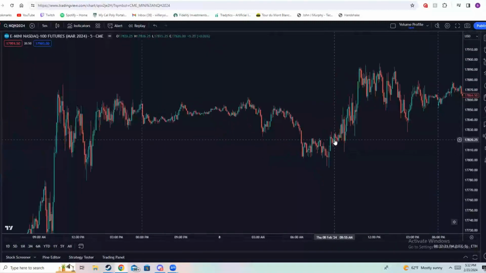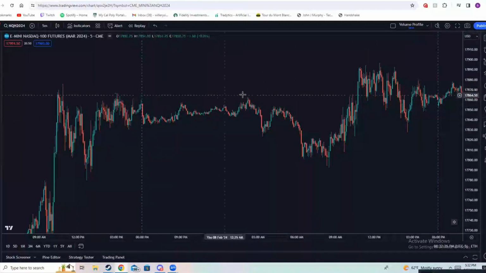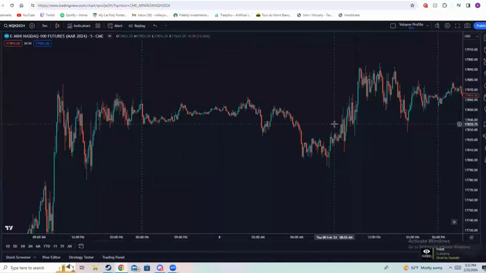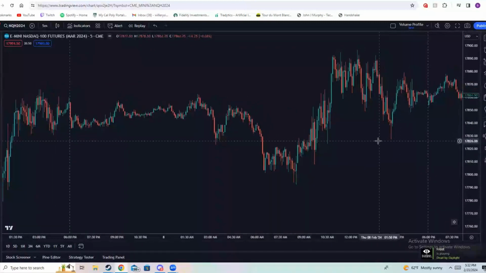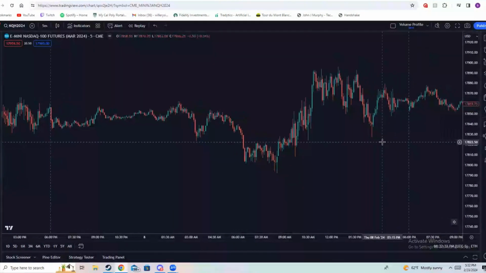So yeah, that's all I wanted to teach you guys today. And obviously, if you're entering long here, then you're going to exit at this pool of liquidity up here. You don't want to keep holding. You want to take profit along the way. And that's how you get more consistent with your day trades.